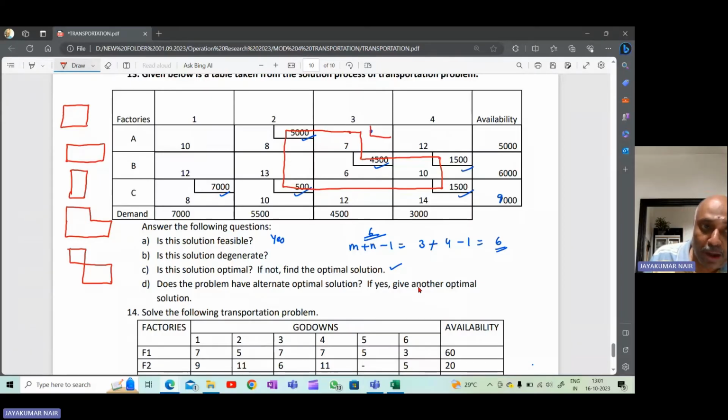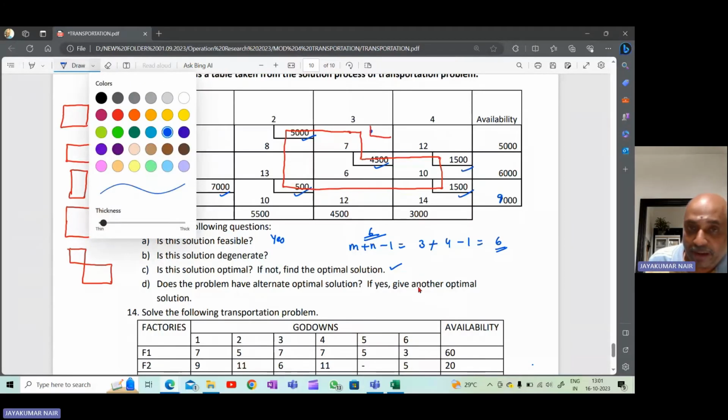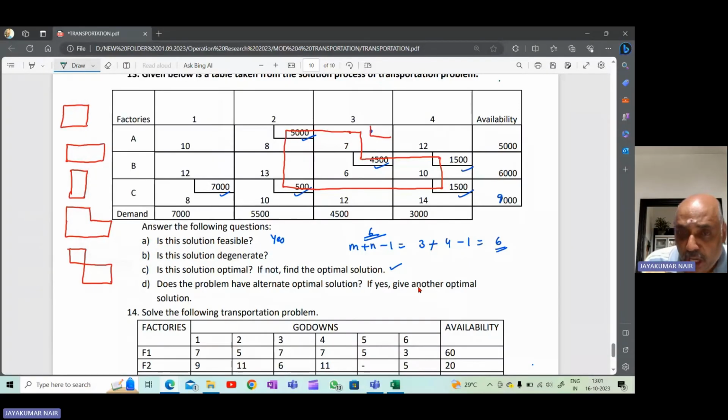Okay, so now what you have to check is here you have to make some allocation, because you have to allocate some units here. So this will be plus. If this is plus, the next corner point will be minus. If this is minus, this should be plus. If this is plus, this will be minus. If this is minus, this will be plus. And if this is plus, this will be minus. So plus, minus, plus, minus, plus, minus, plus. This will be the order.